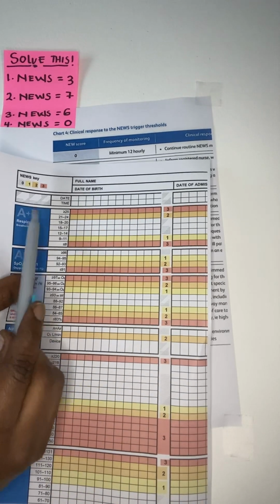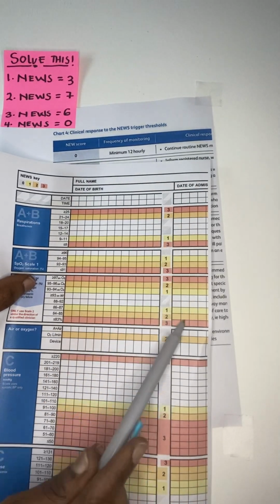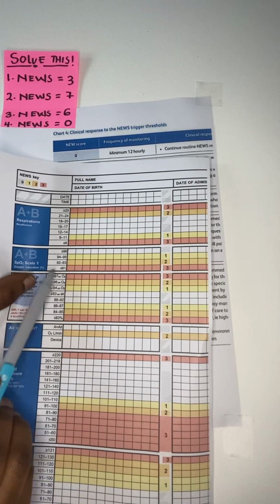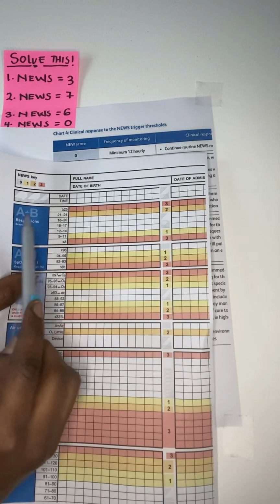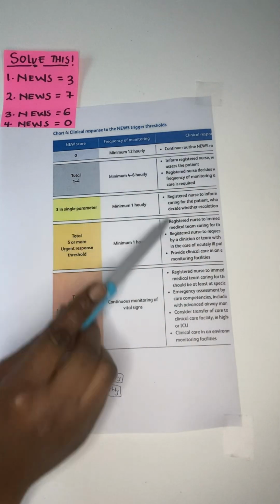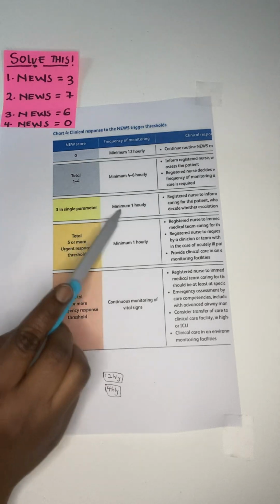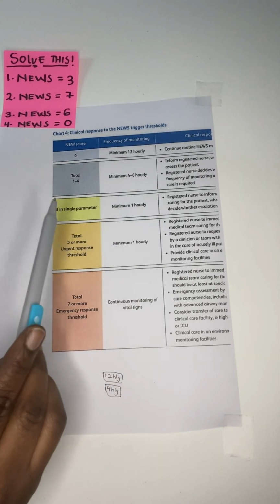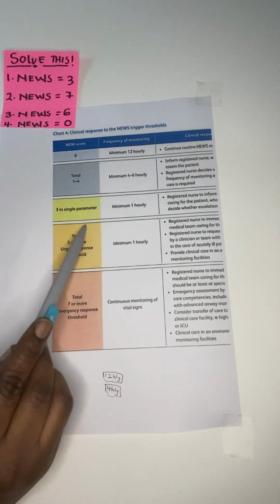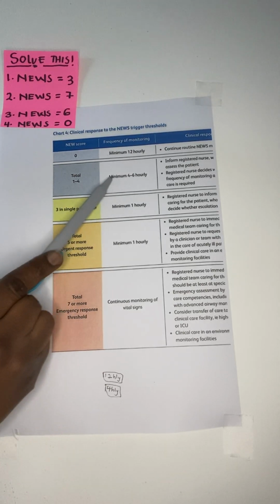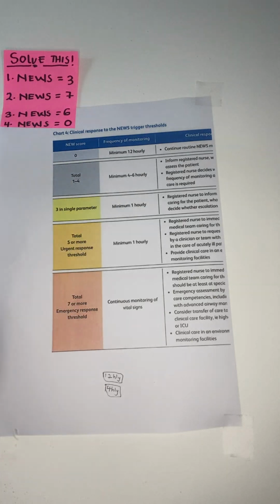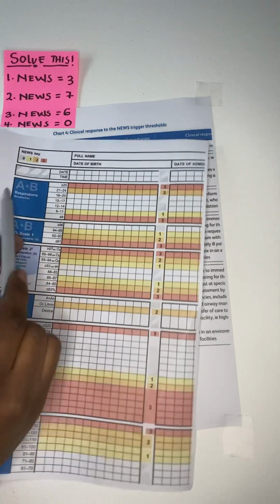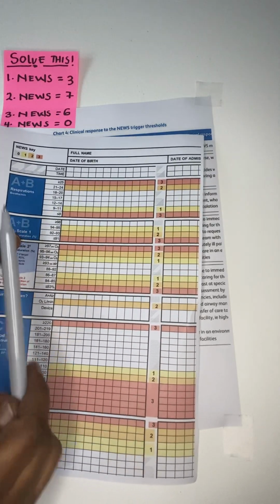However, because this 3 you are getting was not divided into different parameters and is just coming from one parameter, the chart says that you are going to monitor what? Hourly. Please, I hope you understand it. Don't get confused. The total NEWS score will be 3, but you're not going to write 4 hourly or 6 hourly. Because it's 3 in one parameter, in just respiration, you are going to monitor the patient hourly.